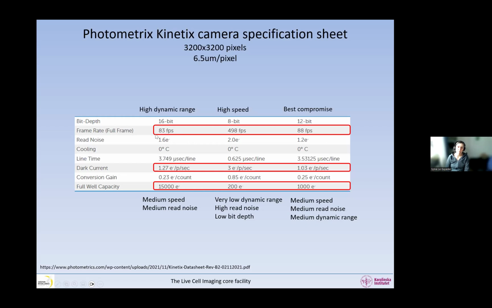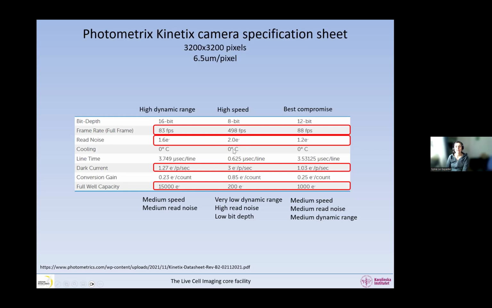However, if we look at the maximum frame rate that you can have at these different bit depths, you can see that the 8-bit image you can acquire very, very fast, at almost 500 images per second, whereas the 16-bit and the 12-bit are much slower. And this is the read noise. Same thing: if you go very fast, very often speed goes against noise.